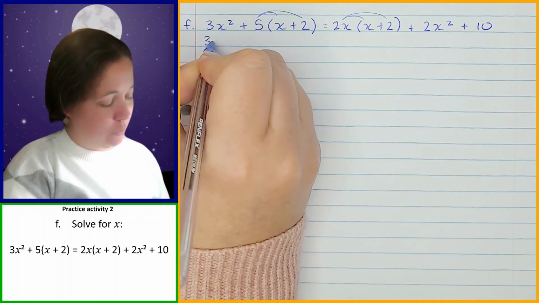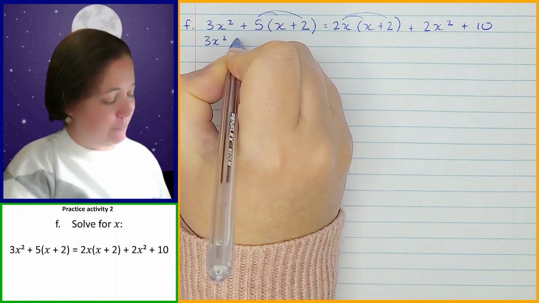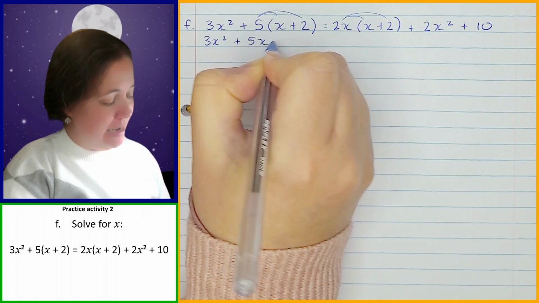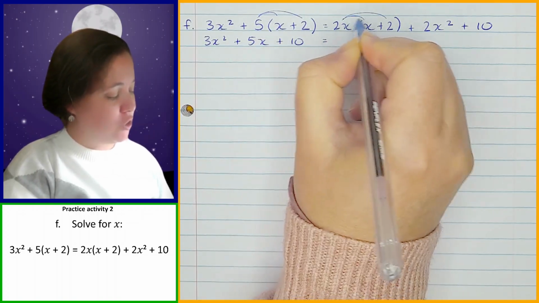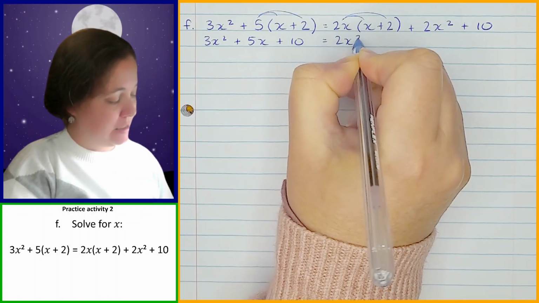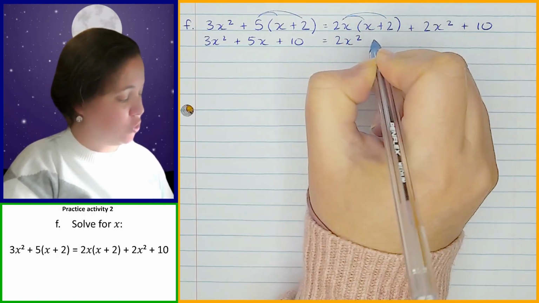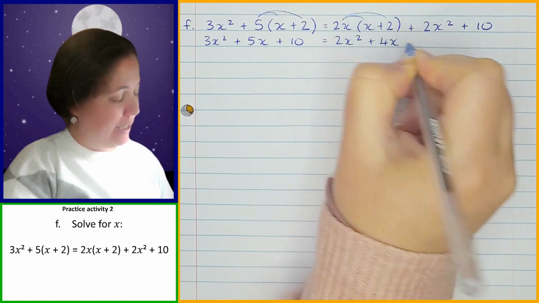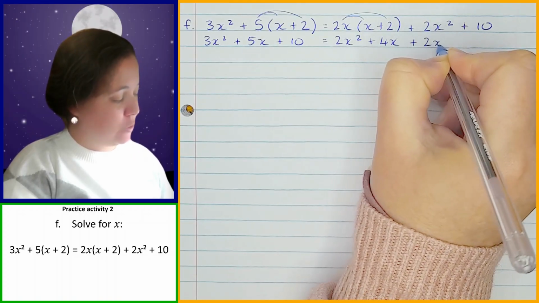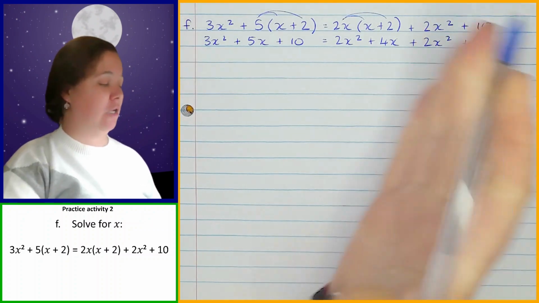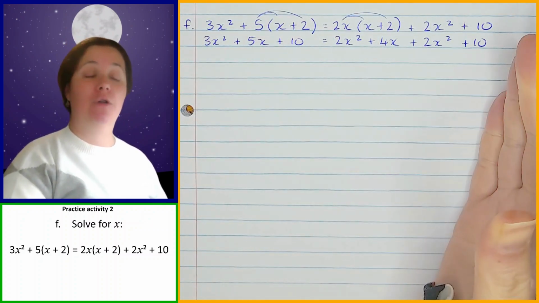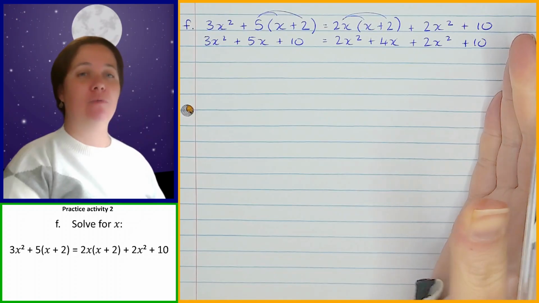So I've got 3x squared, then plus 5 times x is 5x, and 5 times positive 2 is plus 10, equals 2x times x is 2x squared, and 2x times 2 is plus 4x. Then I've got plus 2x squared and plus 10. So now again, I need to move everything to the left-hand side. So I have 0 on the right hand side, and I need to make sure it's in the correct order.